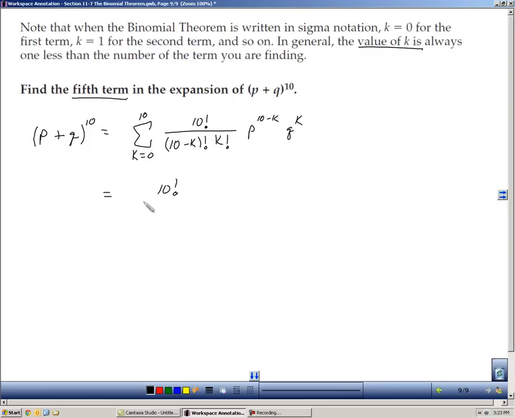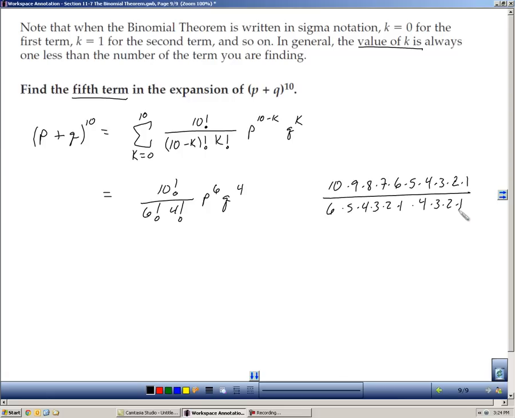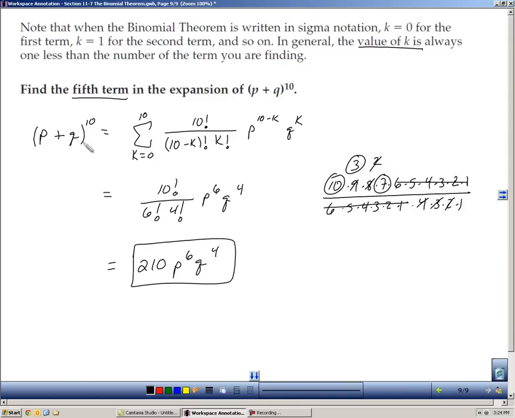So then I'm going to put this in: 10 factorial over 10 minus 4, which gives me a 6 factorial, times a 4 factorial. This will be p to the 10 minus 4, which is 6th, and q to the 4th power. Now I just got to figure out what this number is. So here's what all the factorials are written out. If I take the 6 down to the 1, those will cancel. 4 will go into the 8 twice, and then that will cancel with the 2 down here, and the 3 will go into the 9 3 times, leaving just a 1. So I have a 7 times 3 times 10, which is 210, and then we have p to the 6th, q to the 4th. So this is what the 5th term is in this binomial to the 10th power.